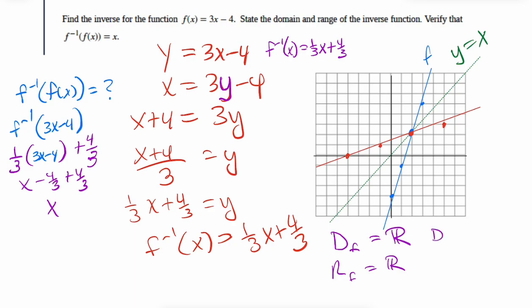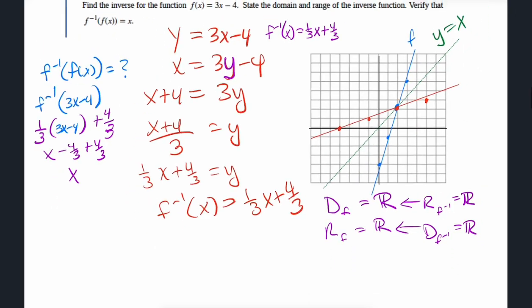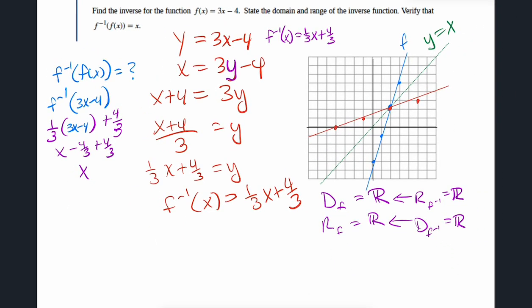So the inverse: this is the inverse's range. This one would be the range of the inverse. This one would be the domain of the inverse. So you should switch them around. The domain of one should be the range of the other and vice versa. This one, we don't have to think much. Both of them are all real numbers.